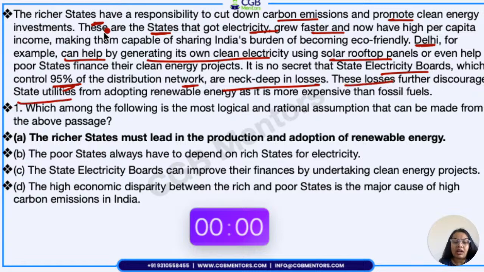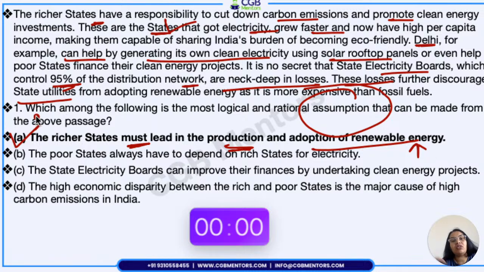So we see the author has written about energy here. Now, what would he have assumed? The richest states must lead in the production and adoption of renewable energy. That's why he is exemplifying from the first half. Richer states have the responsibility. This is true if A is true, and that is your answer.